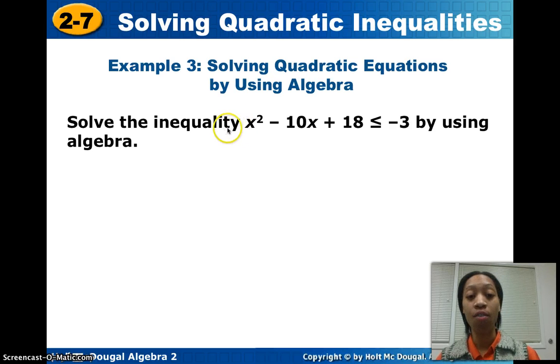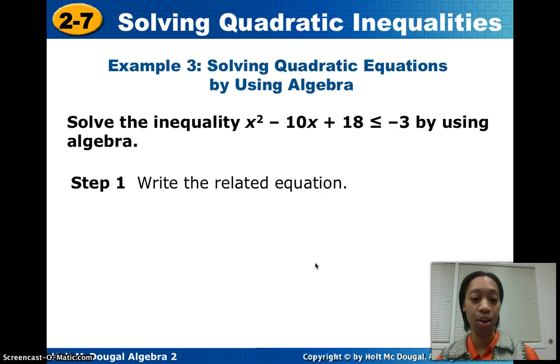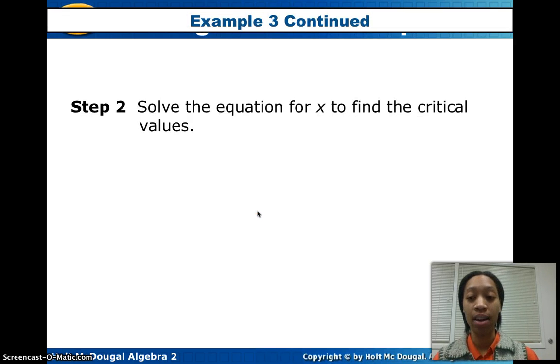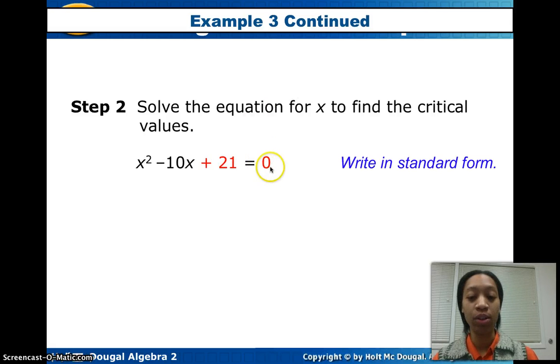To solve the inequality x squared minus 10x plus 18 is less than or equal to negative 3 by using algebra, to do this algebraically, first we are going to write this, instead of an inequality, as an equation. So an equation means I change it to an equal sign. Now I can solve this in the same manner that we were doing last unit. Go ahead and make it equal to 0. Solve the equation for x. Okay, so make it equal to 0, write in standard form, and then we're going to factor this.